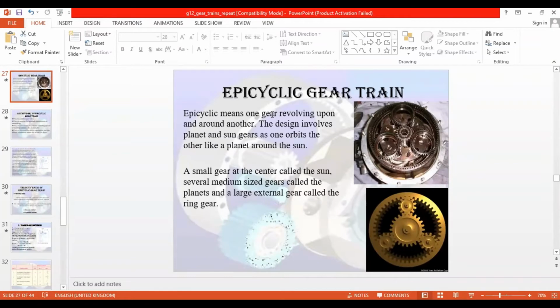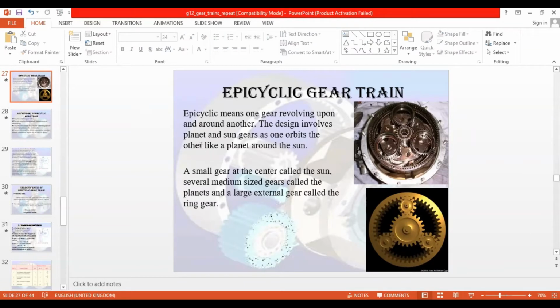Epicyclic means one gear revolving upon and around another. So one would be rotating, as well as rotating another one also. Revolving upon and around. So we have two words, upon and around another.